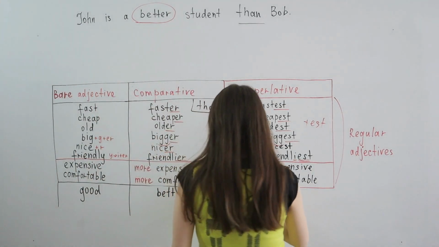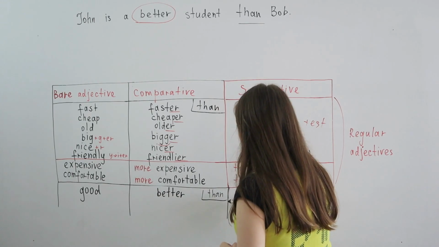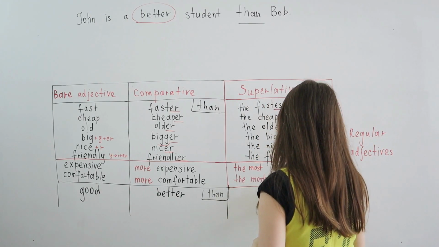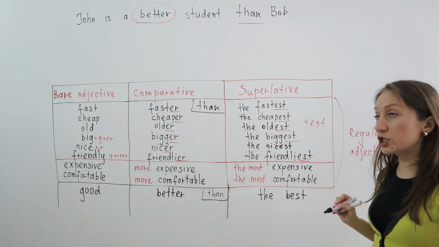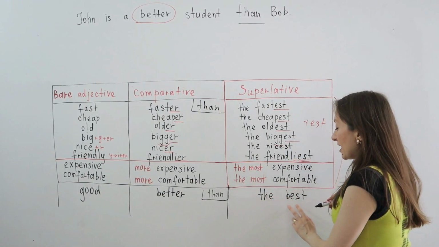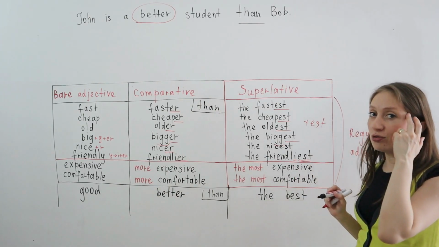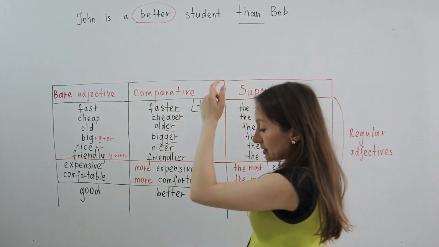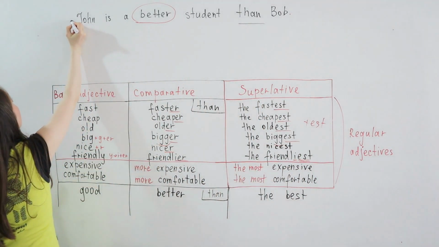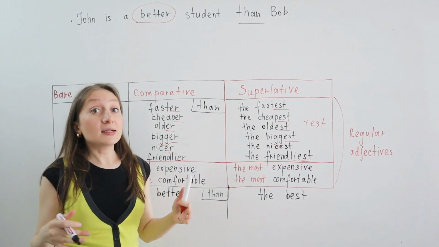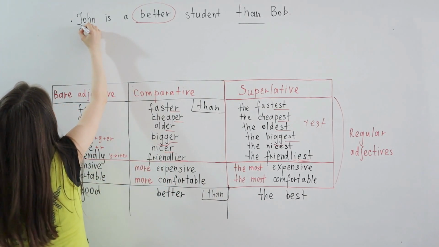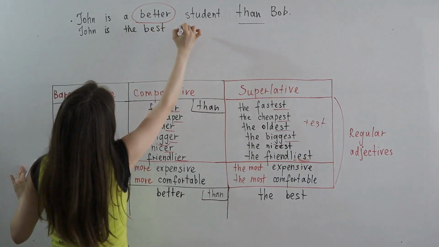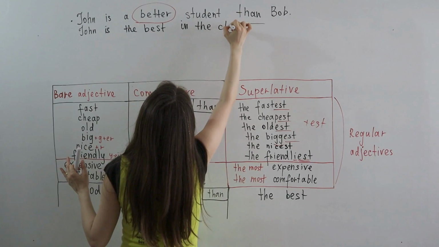It will be easy for you. The next one is the superlative degree, the best. Again, what do we use here? We have this definite article there and a completely new adjective, right? The best. So you just memorize it. Good, better, the best. Good, better, the best. So let me write the example. Let's take the same person, John. So John is the best in the class.